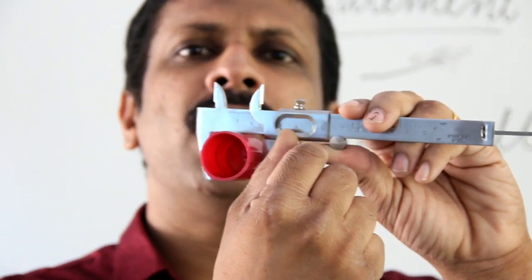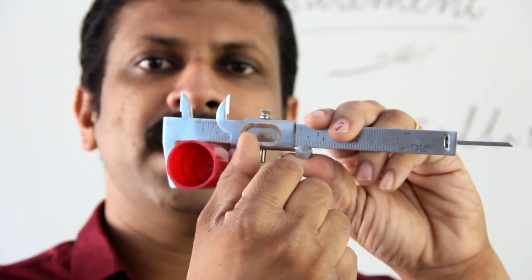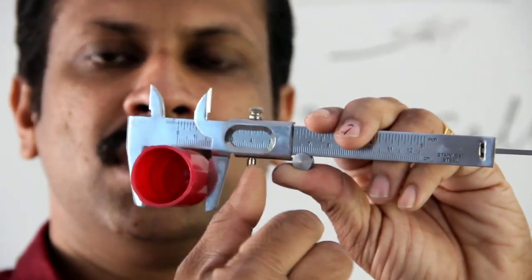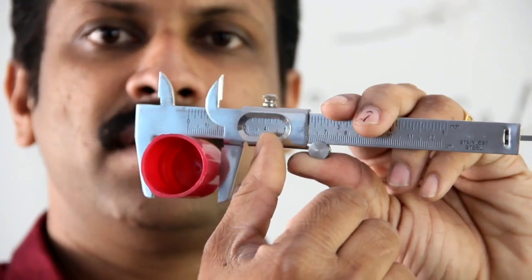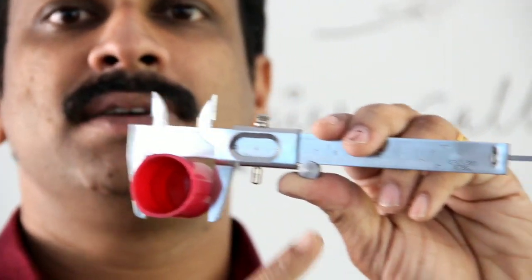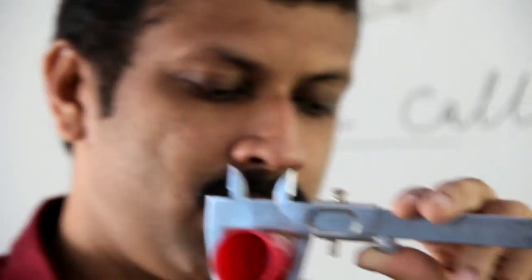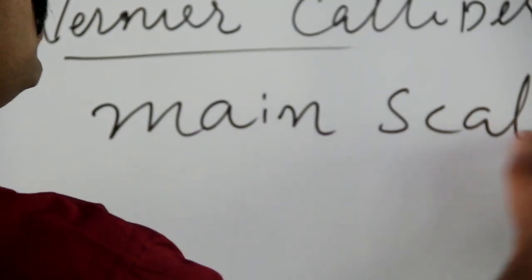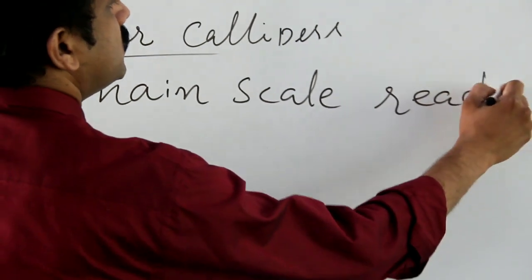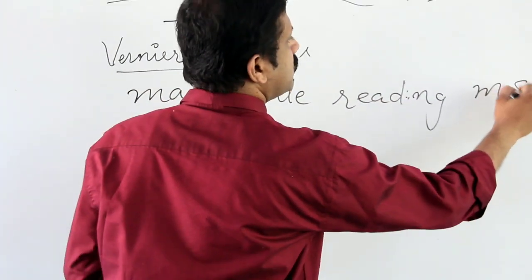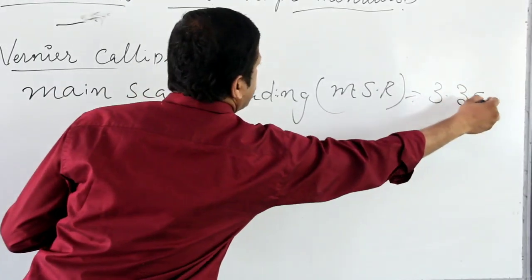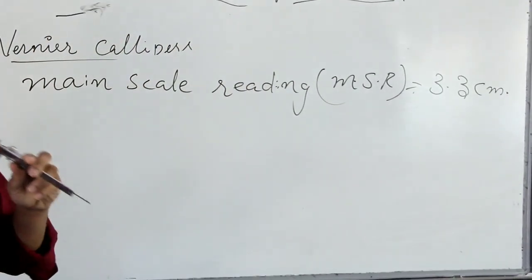The zero mark of the vernier scale coinciding with a number on the main scale, that will be your main scale reading. In this case, this is 3.1. So we take it as the main scale reading, in short MSR. It is 3.3 centimeters. So it is taken in centimeters.